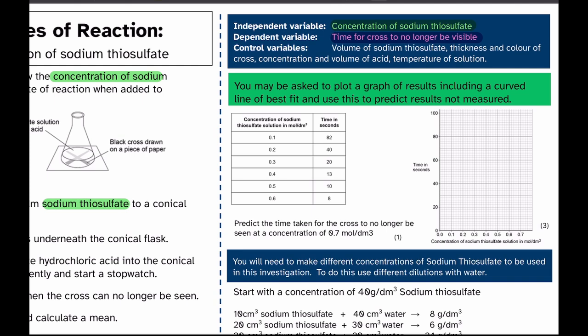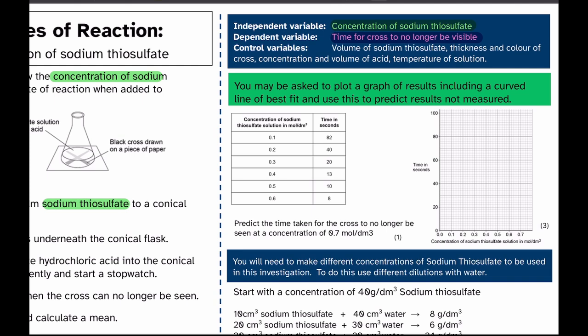We like things in science where we can measure with a gas syringe. It's very clear how much gas was produced. Saying when or not a cross is no longer fully visible is a bit of an opinion. So it's very likely in this practical that they are going to ask about source of error.